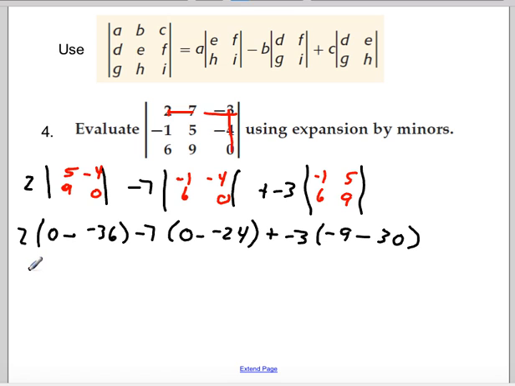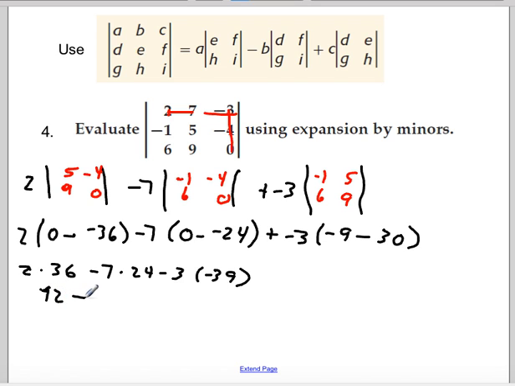So now let's clean this up. This becomes 2 times 36 minus 7 times 24 minus 3, because a plus and minus there becomes a minus, times a negative 39. So really, 2 times 36 there is 72. So 72.